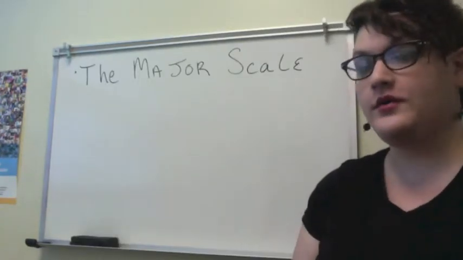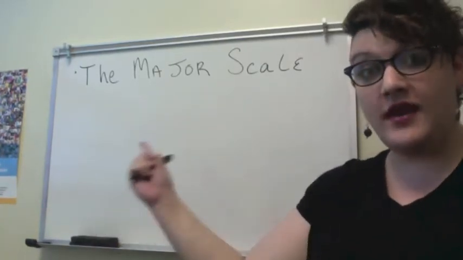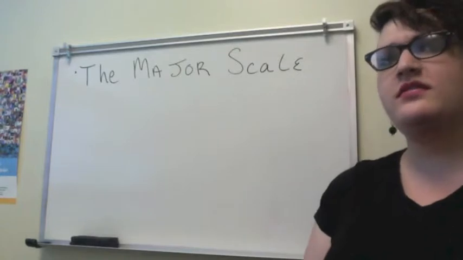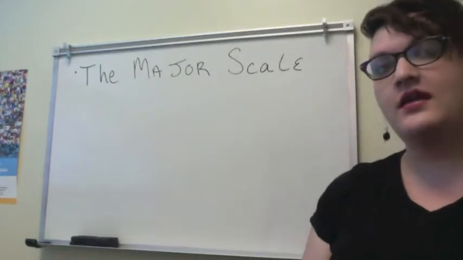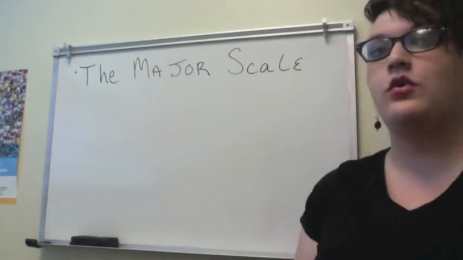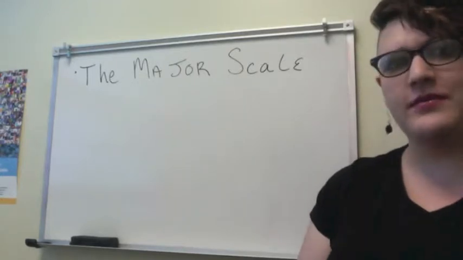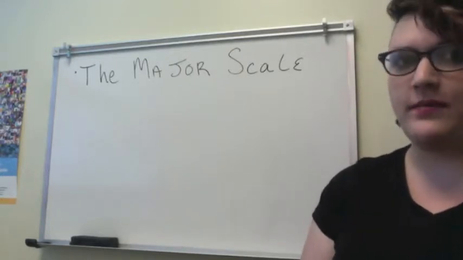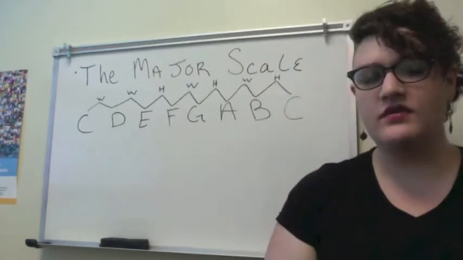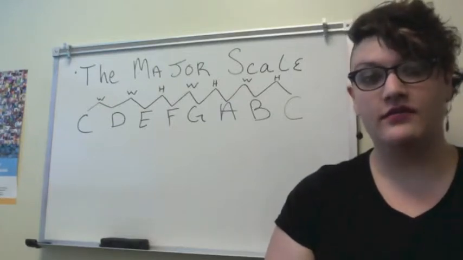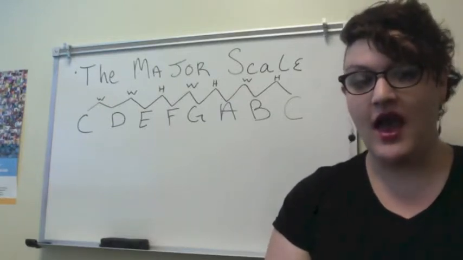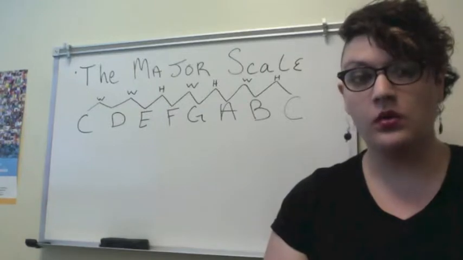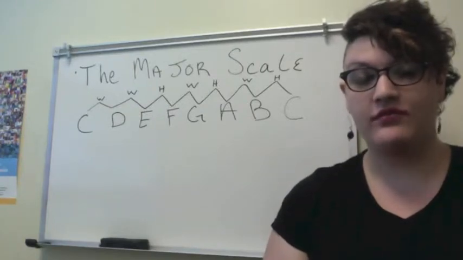This pattern, or this scale, is called the major scale. Now, think of the major scale like this. This typically is going to be in your more lively, more jovial kind of music. Happy, happy, joy, joy. Think of the W's as whole steps and think of the H's as your half steps. As you can see here, it goes whole, whole, half, whole.